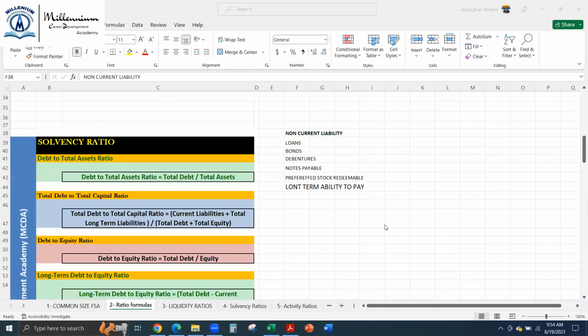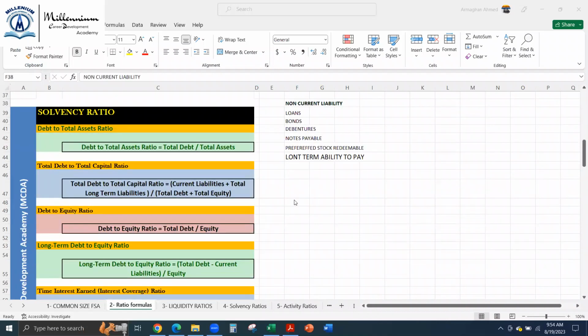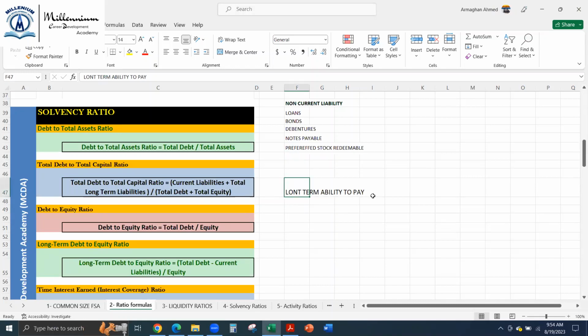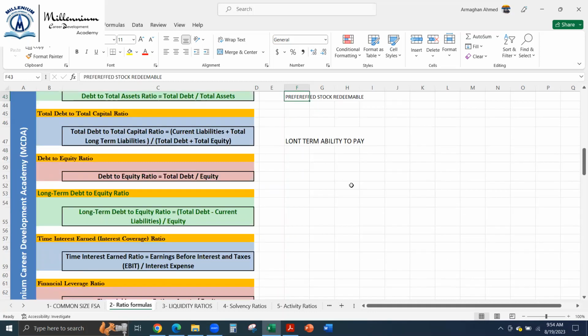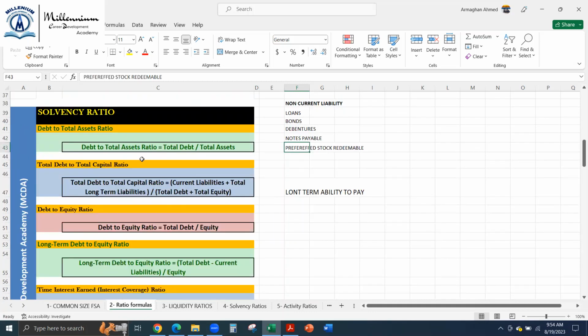Today we are going for part two, and we are continuing the solvency ratio. Solvency ratio is about whether the company is going to be able to pay its non-current liabilities or not. When we talk about non-current liabilities, we have loans, bonds, debentures, notes payable, and redeemable preferred stock. If it is redeemable, it means there is a maturity date to pay, so you can include it in non-current liabilities. You have to remember that its dividend you have to show as interest. Okay, understand, Mr. Shah? Yes, clear.